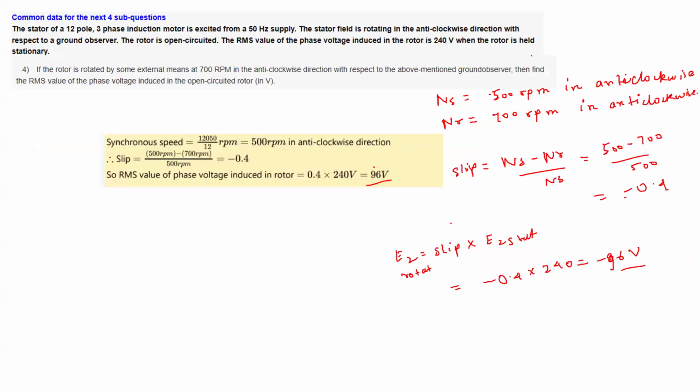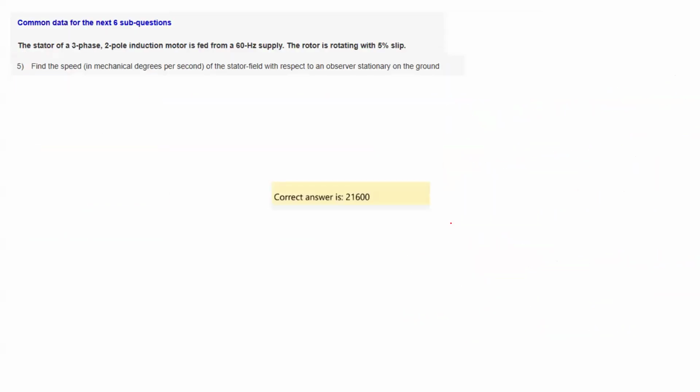So now coming back here, what we have to do is this: this is a three-phase two-pole induction motor which is fed from a 60 hertz supply. The rotor is rotating with 5% slip. They are telling us to find the speed, first of all, in mechanical degrees per second. Generally when we try to find speed, we find it in rpm, right? Now we will have to convert this rpm to mechanical degrees per second.